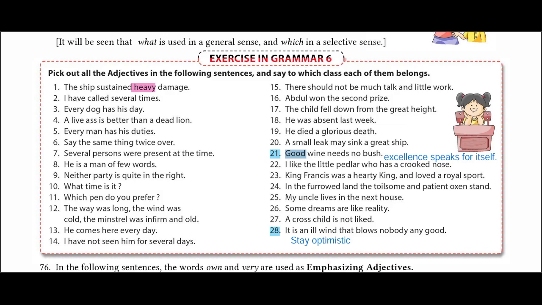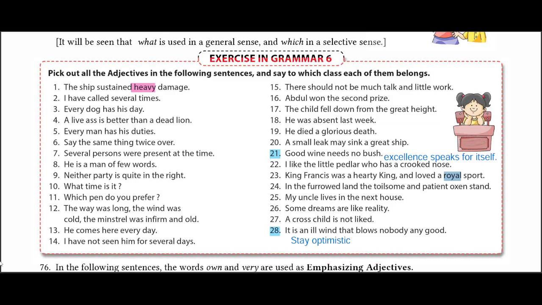I like the little peddler. Little peddler. Little is an adjective of quality. Who has a crooked nose? Crooked is telling the quality or describing the nose. So it is an adjective of quality or descriptive adjective. King Francis was a haughty king. Haughty is an adjective of quality. And loved a royal sport. Royal is again an adjective of quality describing the noun sport.